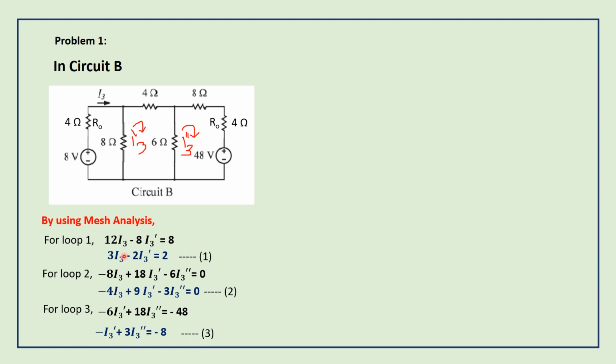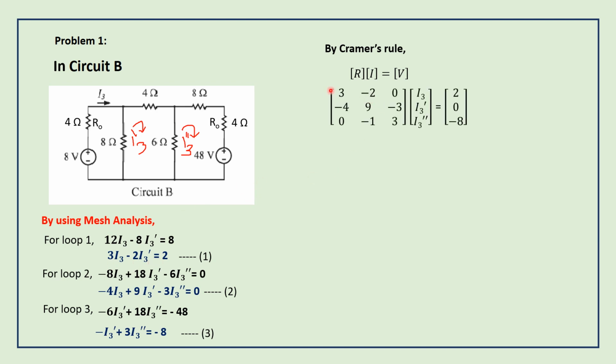So for explanation purpose, I have written the equations for 3 loops. You can apply the Cramer's rule directly itself. So using these equations, we can write the matrix equation using Cramer's rule. Using Ohm's law, R matrix into I matrix is equal to voltage matrix. So the R matrix, we can write with the coefficients of currents. So what are the coefficients? In the first row, 3, minus 2, 0. And second row, minus 4, 9, minus 3. And in third row, 0, minus 1, 3.